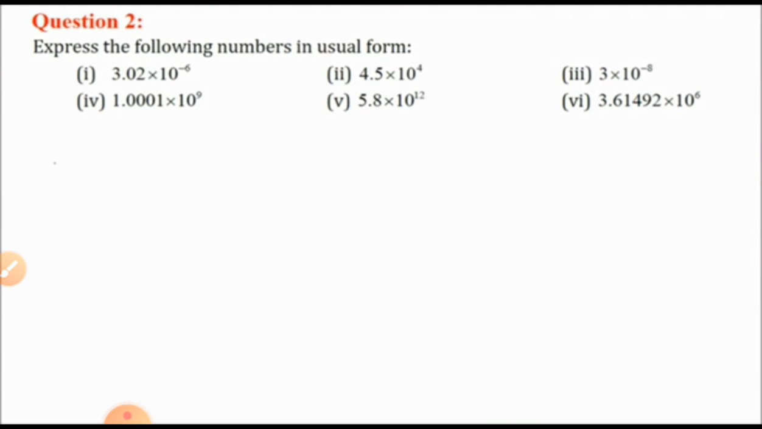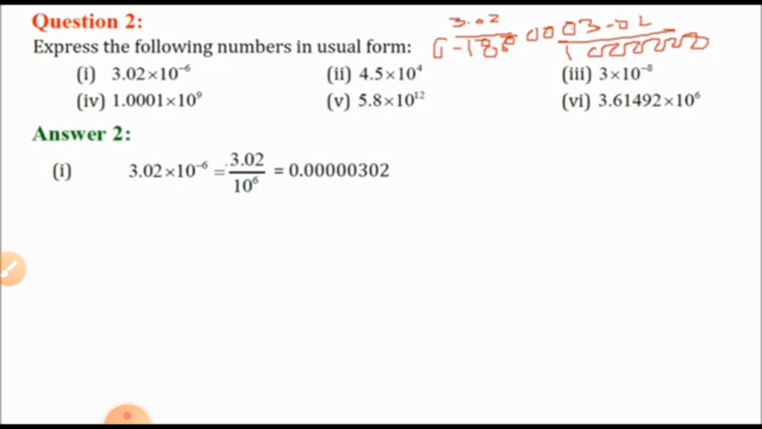Express the following numbers in usual form. 3.02 multiplied by 10 raised to minus 6. Now my decimal place is lying after 3 and before 0. Is it or not? And we can write 3.02 divided by 10 raised to 6, and 10 raised to 6 means 10 lakh. Yes, so how many zeros I have to put before the 3? Yes, the decimal place is to jump 6 steps. How many steps it has to jump?